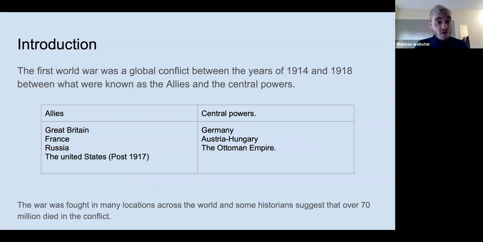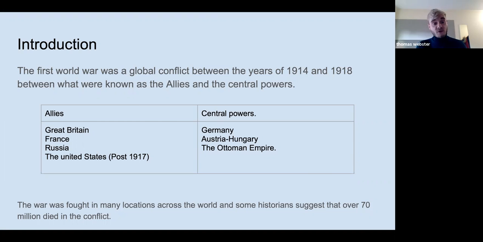I'm sure most of you are aware already, but the First World War was a global conflict between the years of 1914 and 1918, between what were known as the Allies and the Central Powers. Now we've got a little box underneath with the Allies and the Central Powers. So it's Great Britain, France, Russia, and the United States post 1917, and the Central Powers: Germany, Austria-Hungary, and the Ottoman Empire.